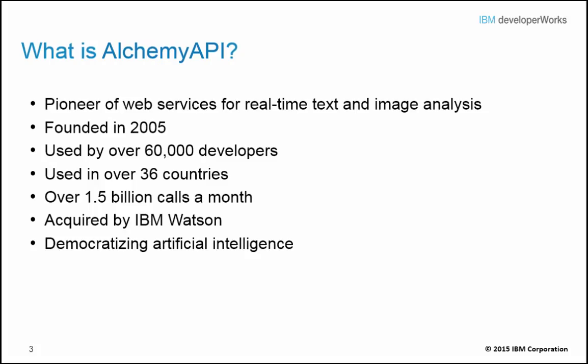Alchemy API offers real-time text and image analysis. These APIs are being used by a large section of developers in countries across the globe. Each month, billions of calls are being made to Alchemy APIs. Alchemy API has been folded under the IBM Watson umbrella. It is enabling computers to understand human language and vision at a complex level.